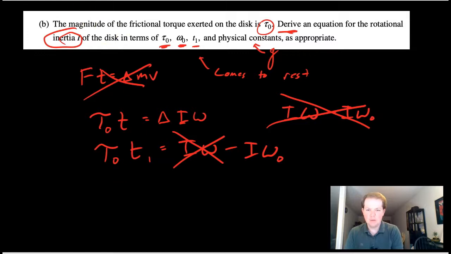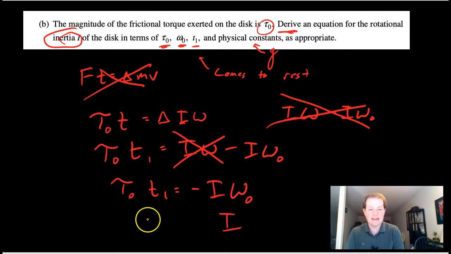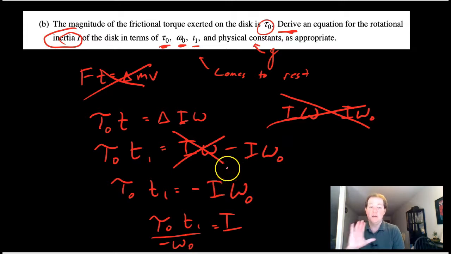So then I have tau naught times T1 is equal to minus I omega naught. So if I solve for I, I could divide both sides by this minus. So I have tau naught times T1 divided by omega naught, and there should be that minus sign, something like that. I don't know about that minus sign, yuck. But yeah, there's me using the impulse equation. I think that's pretty good. Let me pause right now.